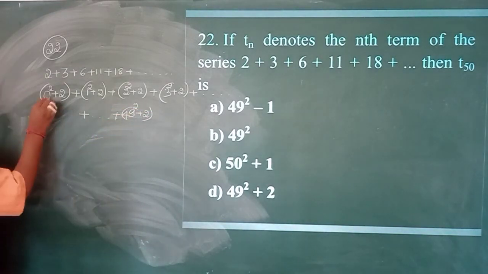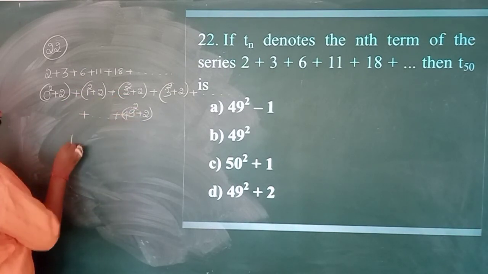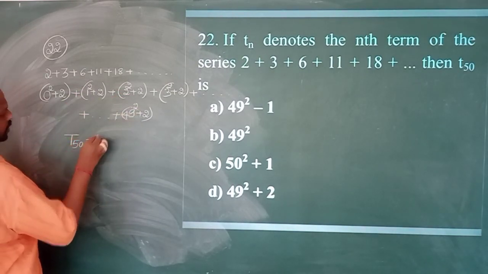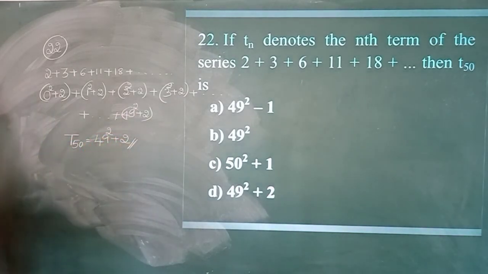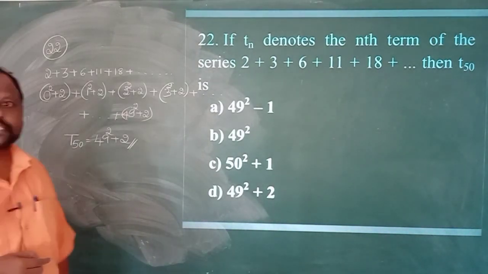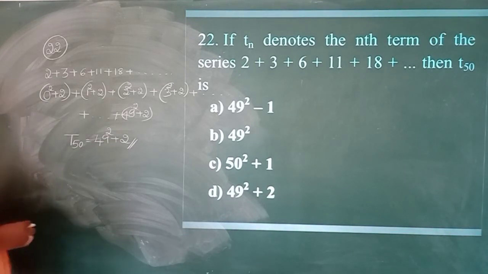For the first term 0, for the second term 1, for the third term 2, for the 50th term 49 square. So therefore T50 is equal to 49 square plus 2. Otherwise you can go for the summation of finite series method. 2 plus 3 plus 6 plus 11 plus 18 etc. You can write first term 0 square plus 2, second term 1 square plus 2, third term 2 square plus 2 etc. So finally you will get 49 square plus 2.